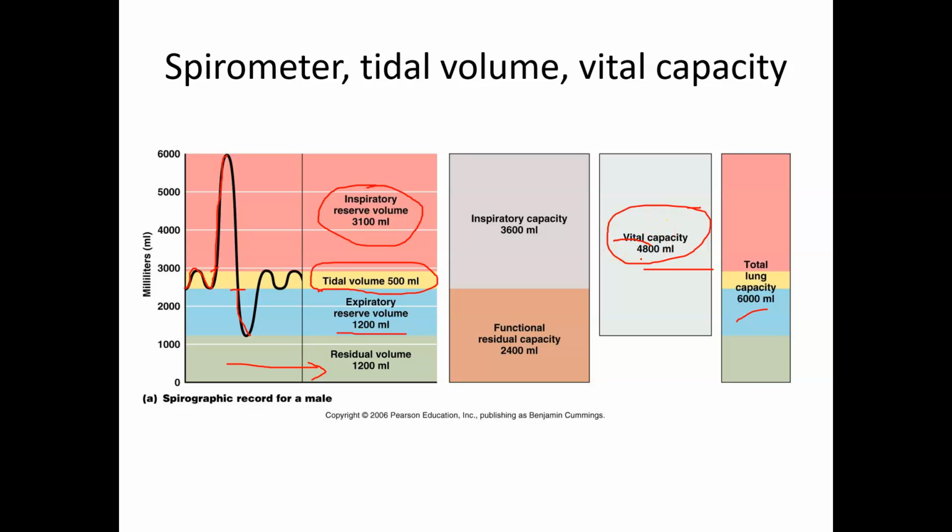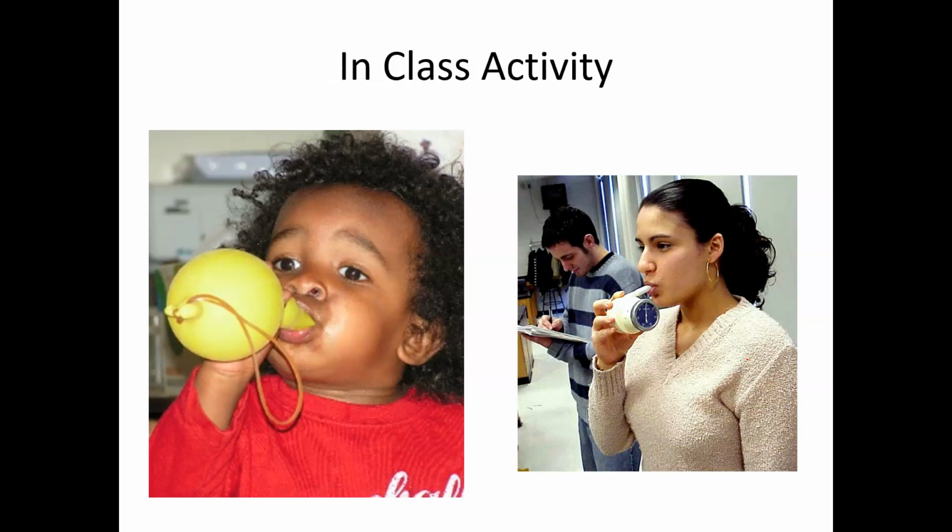This is the air that you can exchange in order to stay alive. Total lung capacity is that plus this residual volume that has to stay in there in order to prevent your lungs from collapsing. Now, capacities change very much depending on how old a person is, what sex the person is, do they smoke, do they exercise. There's a bunch of factors that play a role, but that's basically what you're able to measure with a spirometer.